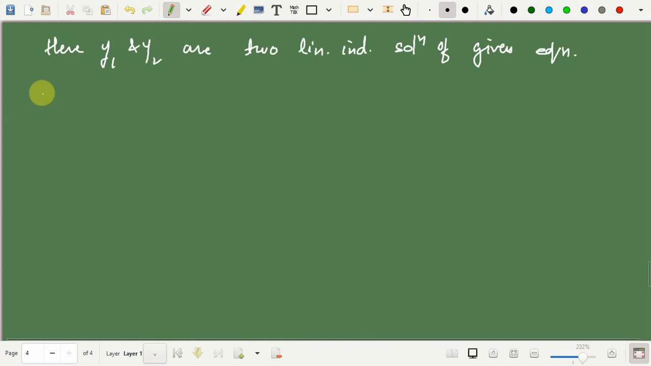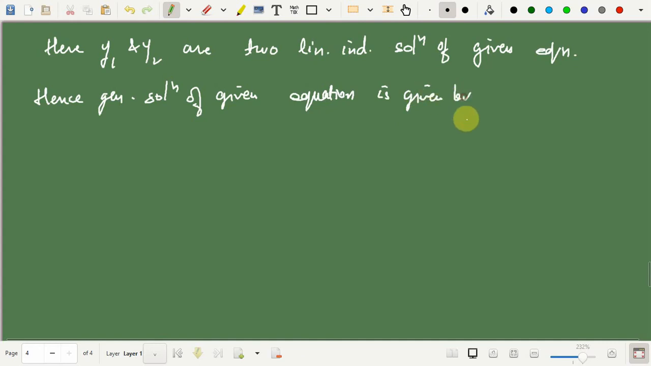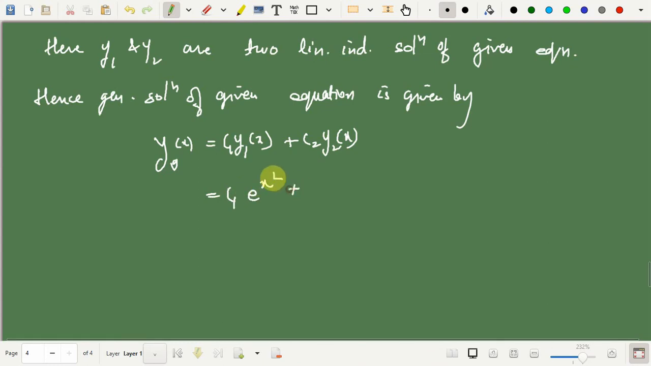And so the general solution of the given equation is given by yg of x is equal to c1 y1 of x plus c2 y2 of x. You can substitute, that is c1 into, the first one is e raised to x squared, plus c2 into, the second one is x into e raised to x squared.